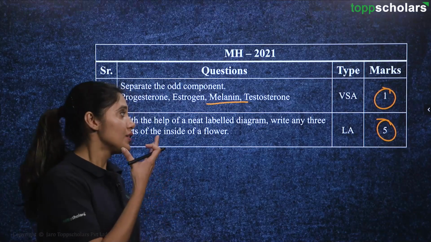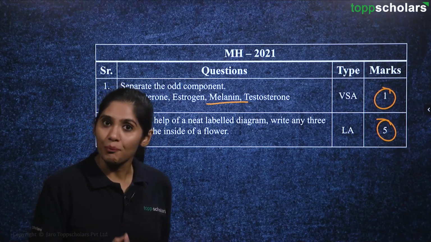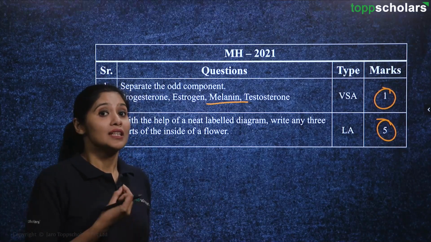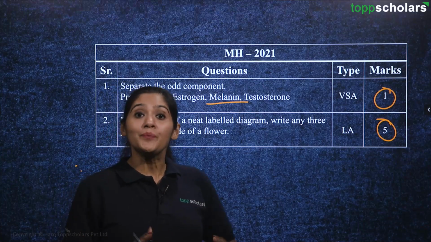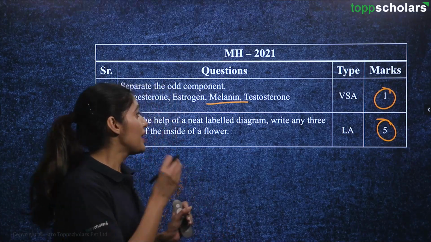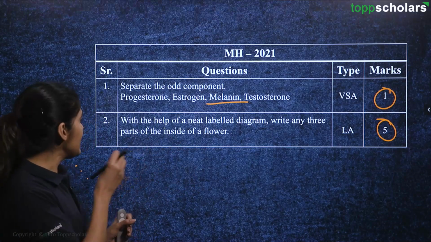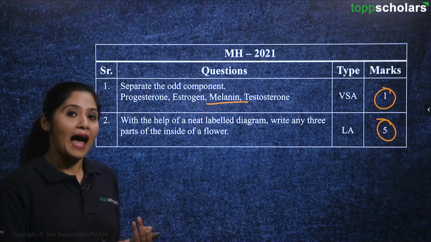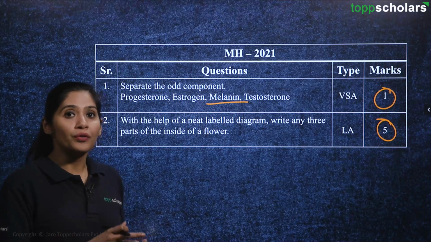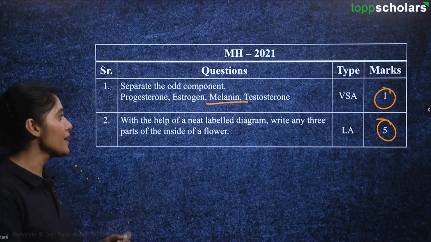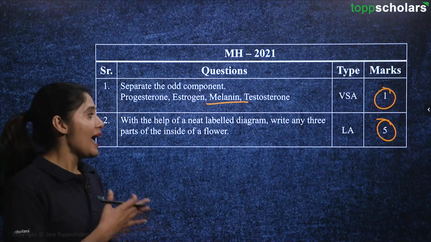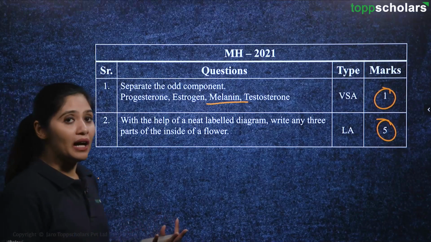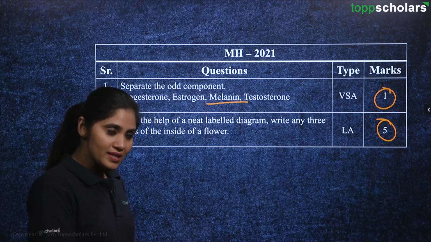And inside, you know that the flower is a very important organ of a plant which takes part in reproduction, right? So, we have to write any 3 parts of the inside of a flower. Okay, so you have your anther, stigma, ovary, ovules, etc. So, you can label these parts and write about those organs which are taking part in the reproduction process, right?